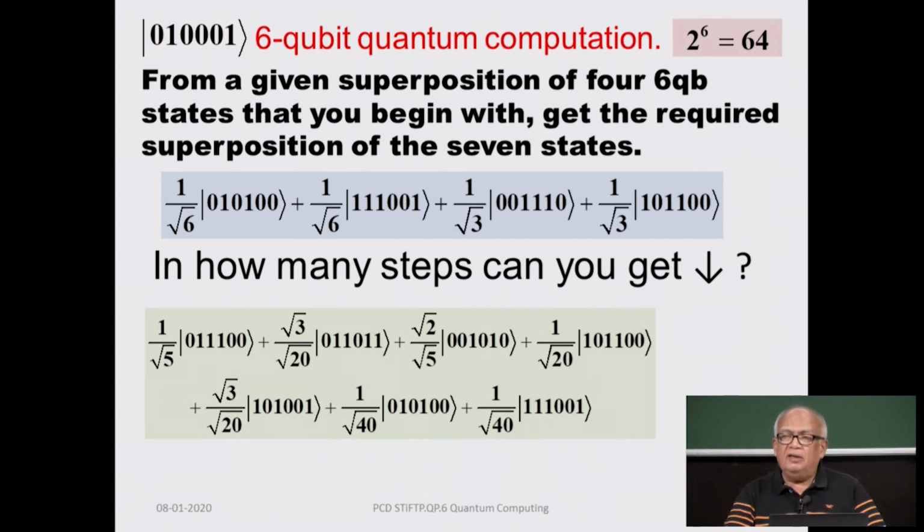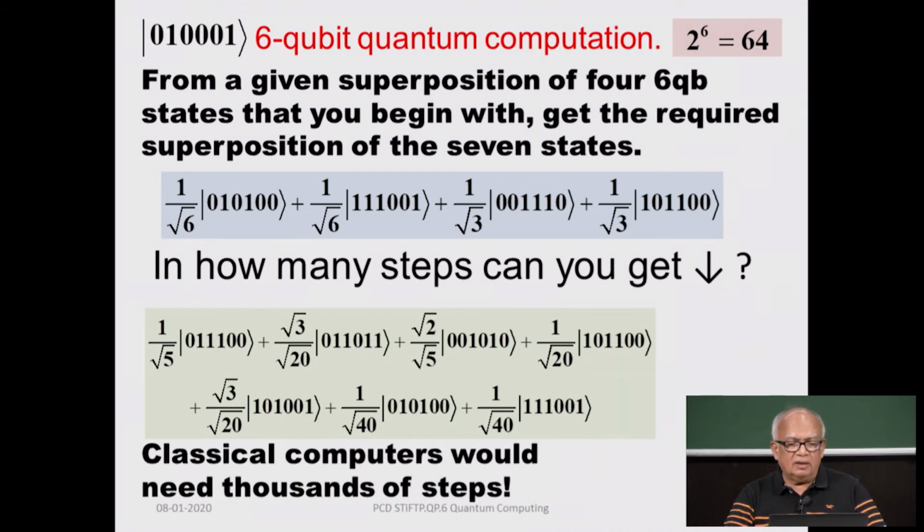And using digital classical computers, you will actually need thousands of steps, because there is a 0 and a 1, only 2 digits, and they will kill you. You need thousands of steps, literally thousands of steps.